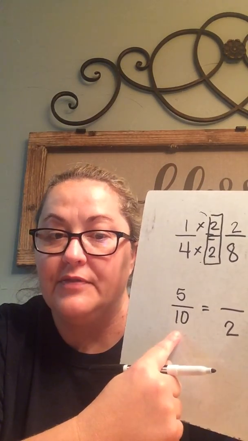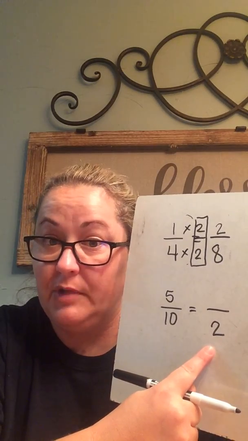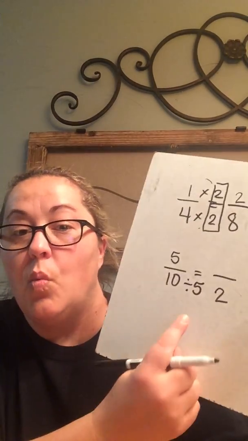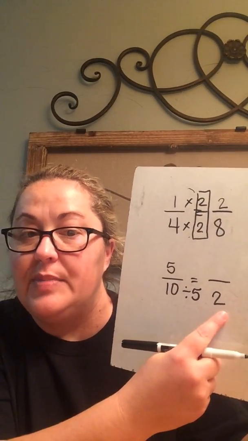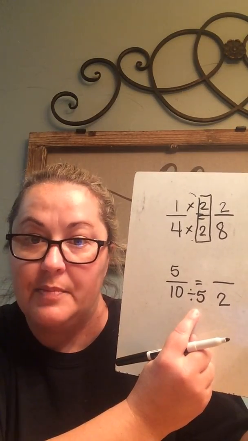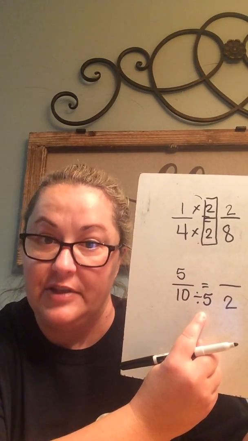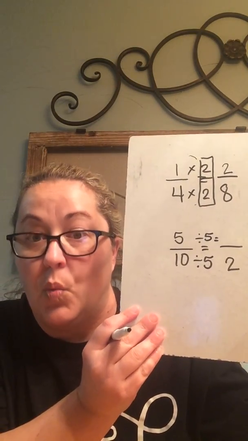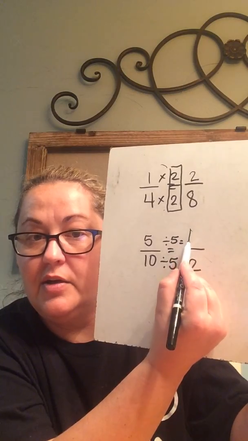So what do we have to do to get from 10 to 2? We're going to divide. You have to, if you want to, think about your multiplication facts. 2 times what? 2 times what equals 10? It would have been 2 times 5 equals 10. Now, same thing as above. If we divide by 5 on bottom, what are we going to have to do on top? We're going to have to divide by 5 again. So, here we go. If we divide by 5 on top, 5 divided by 5 is going to be 1. So, we can just fill that in right there.